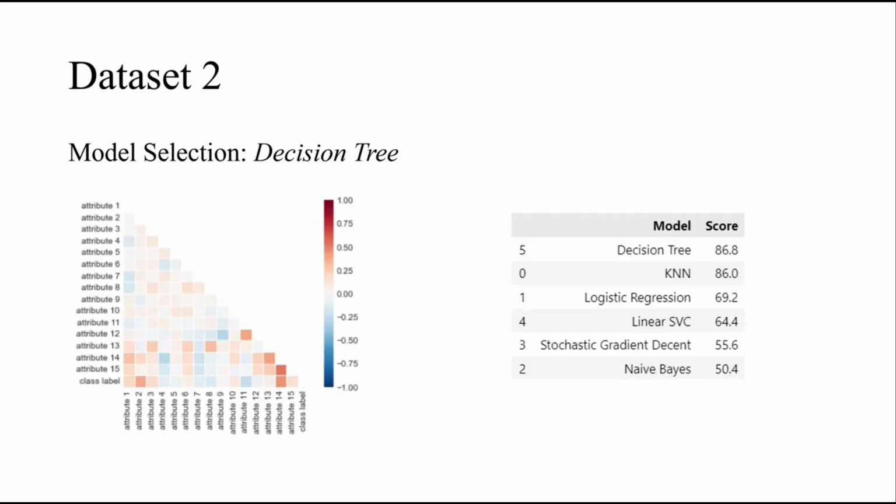Next slide. Since this is a multi-classification task, 6 classifiers from sklearn, including decision tree, KNN, logistic regression, SVM, SGD, and naive Bayes were initially selected for prediction. The best performing classifier is the decision tree, and the worst performing classifier is naive Bayes. So we decided to build our own decision tree model and improve it.